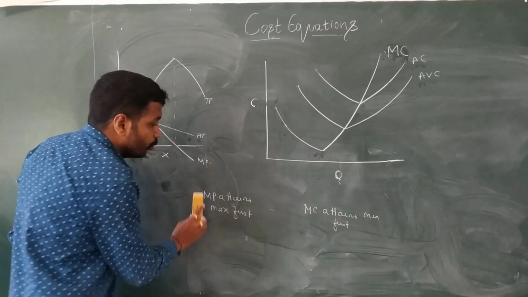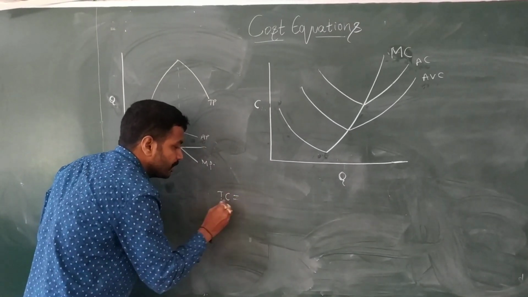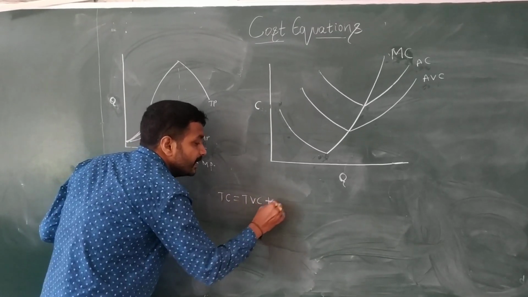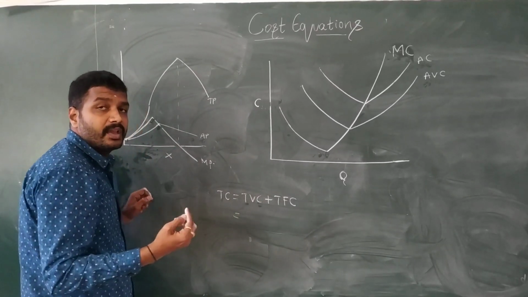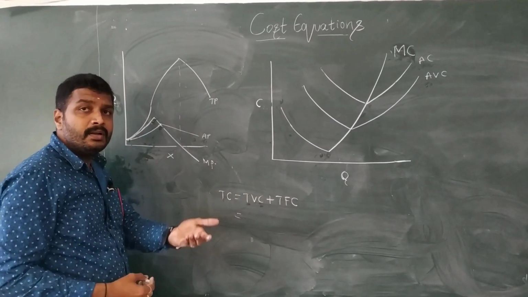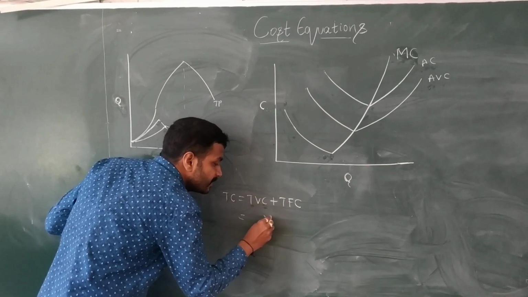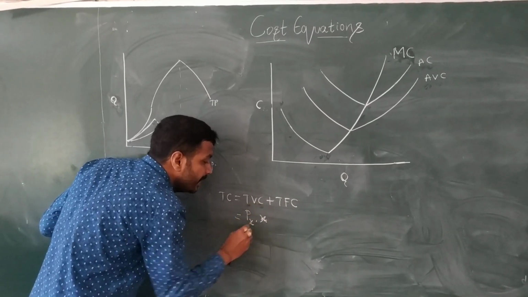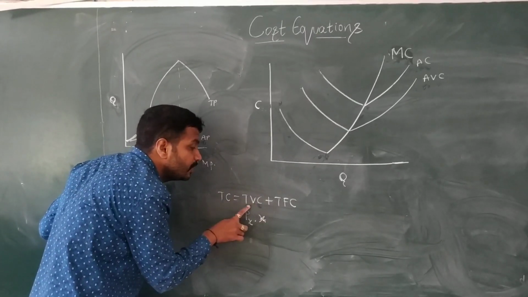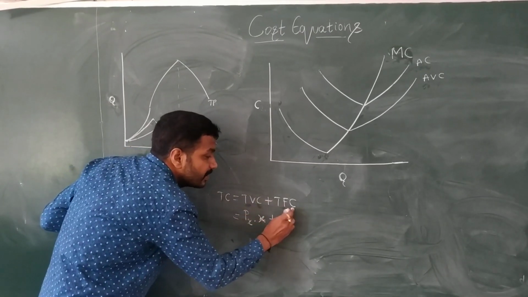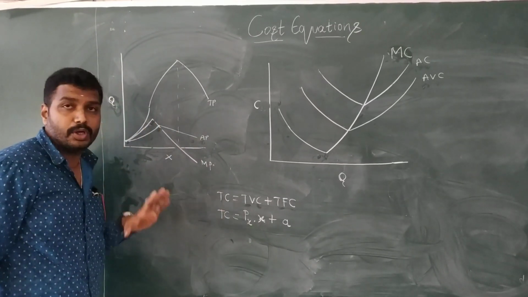Mathematically we can prove the same. For that we will consider a simple expression. You know that TC is equal to TVC plus TFC. TVC is nothing but the expenditure made on variable resources. So let us consider the variable resources as X, and the expense made towards it is PX. The price of input into the quantity of input used gives us the total variable cost, and I will consider TFC as A. This is the expression of total cost.